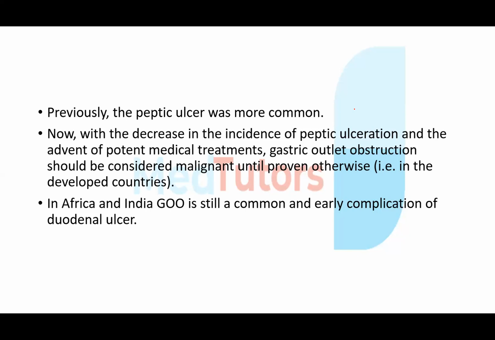However, in Africa and India, gastric outlet obstruction is still a common and early complication of duodenal ulcer. So you should take note of that. Usually, duodenal ulcer or generally peptic ulcer disease and their complications are no longer seen, especially in developed countries. So with GOO, you commonly see patients with gastric cancer, especially in developing countries.